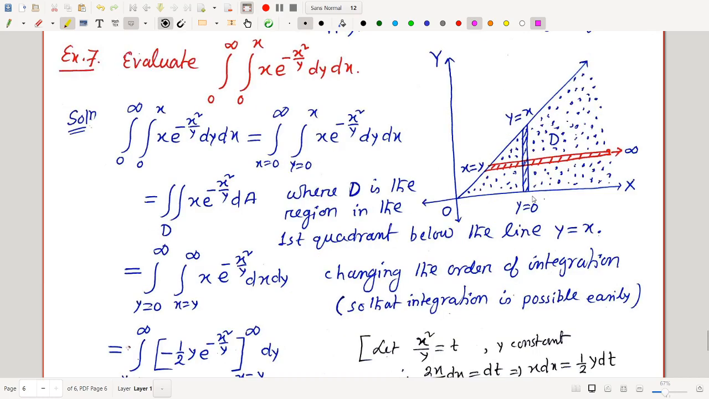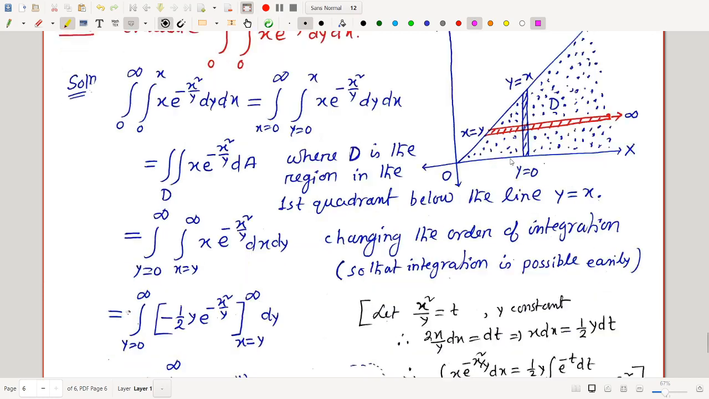So this is the vertical strip, and x equal to 0 to infinity means what? This vertical strip is to be translated from x equal to 0 to infinity. So this is as given. Now we cannot integrate with respect to y first, so we want to integrate with respect to x first. Means we want to describe this region by horizontal strips, this red strip.